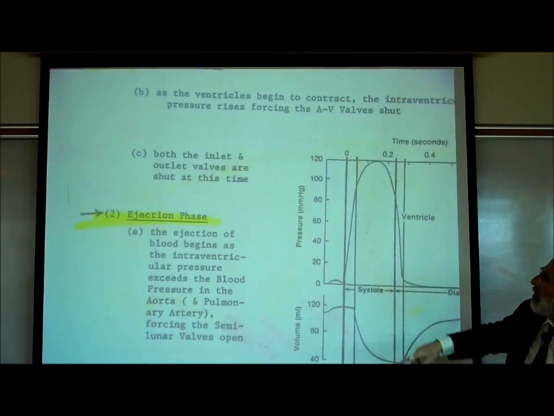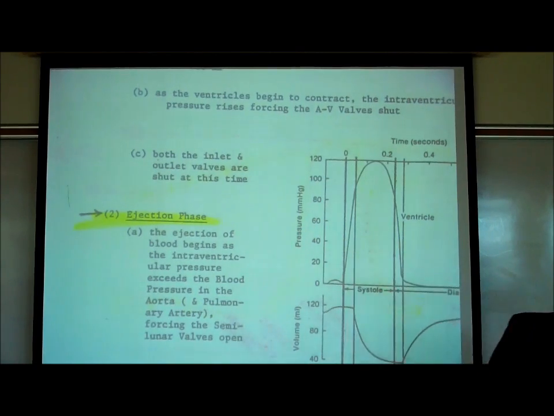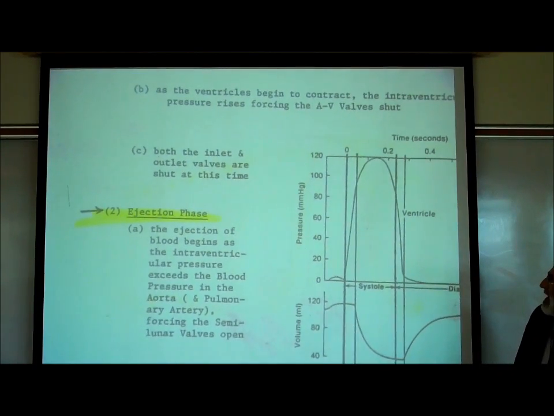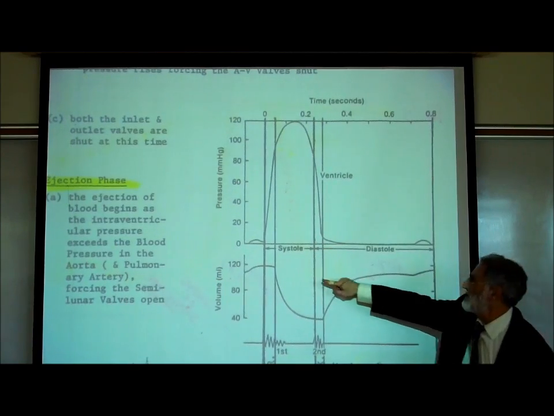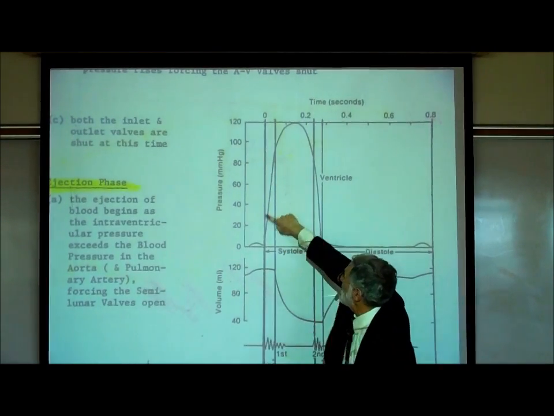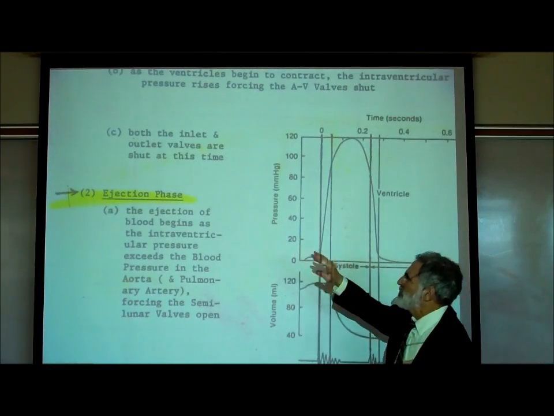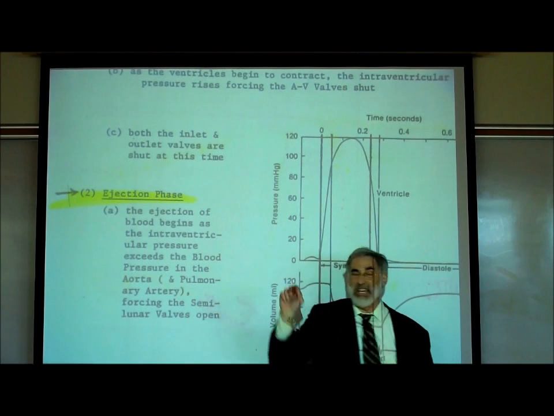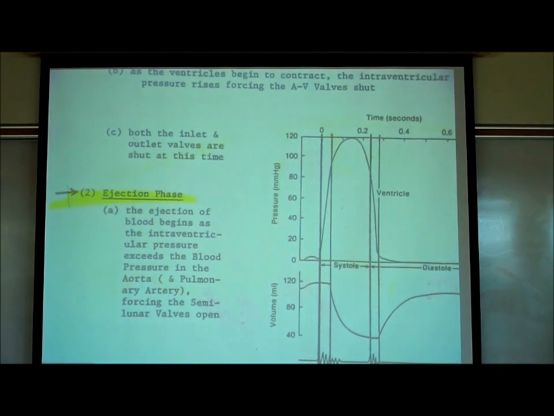All right? So now, both the inlet valve and the outlet valves are shut during isovolumetric contraction phase. This is just showing this increasing in pressure in the left ventricle. Now, the ejection phase. The ejection of blood begins as the intraventricular pressure, you'd say, what's that? The pressure in the ventricle, exceeds, you'd say, what does that mean? Becomes greater than the pressure in the artery. You'd say, what artery? The aorta.